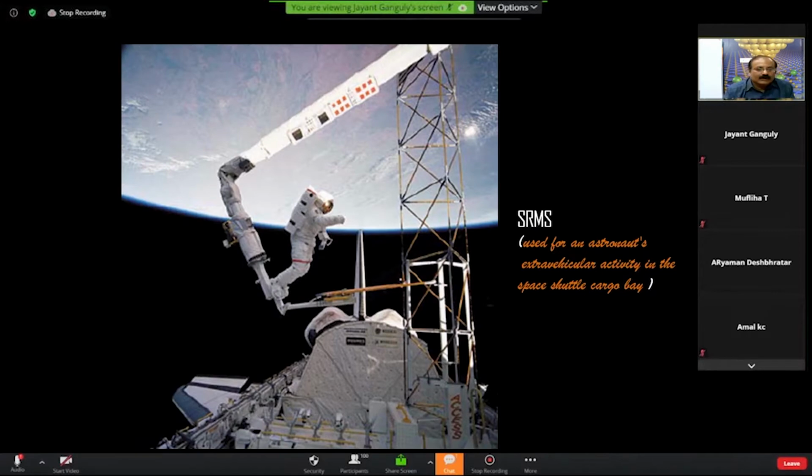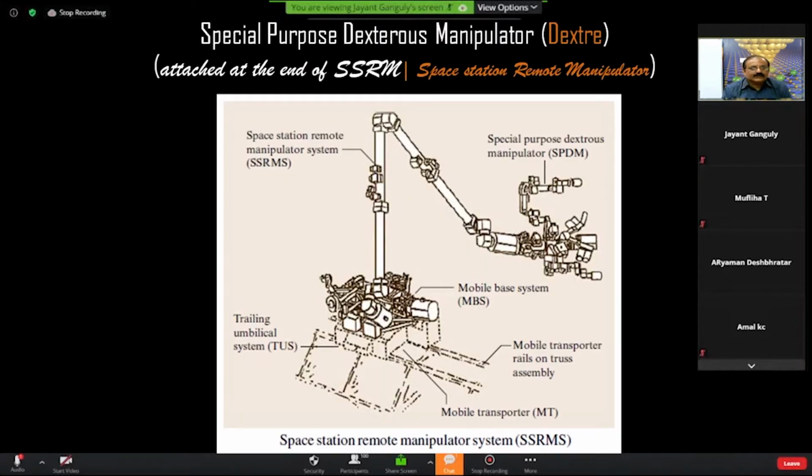The next slide shows how this SRMS was used for an astronaut's activity in the space shuttle cargo bay. So you can see how the astronaut is attached to that particular space arm, and is used to move this cargo to various locations.